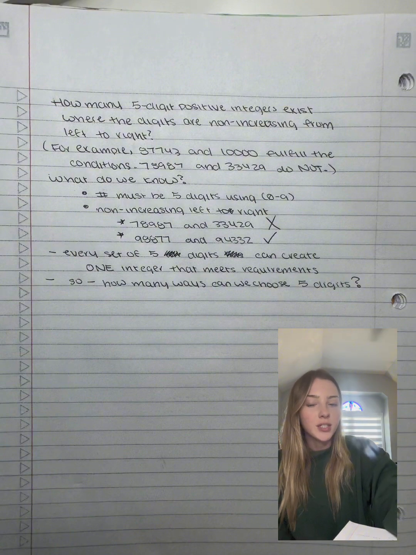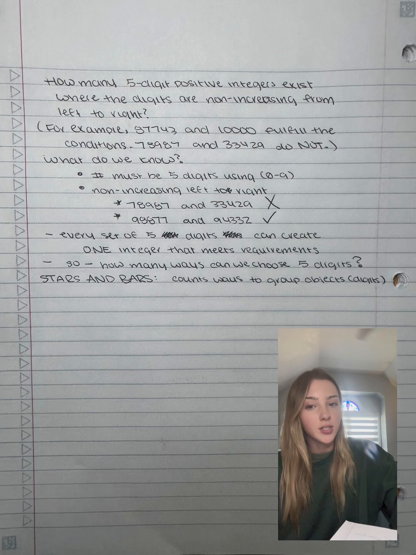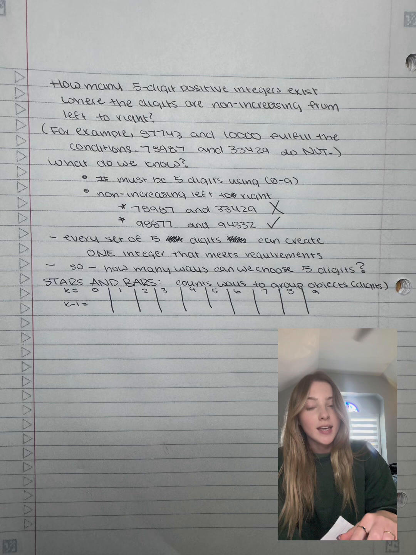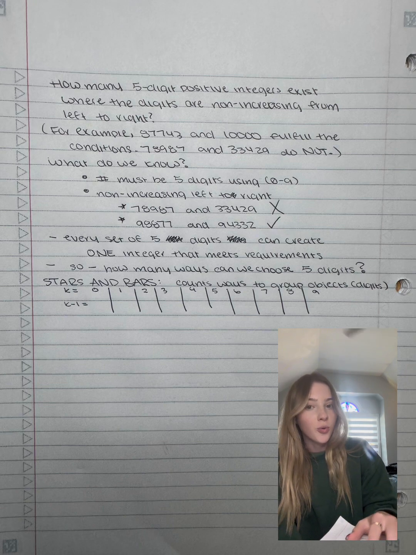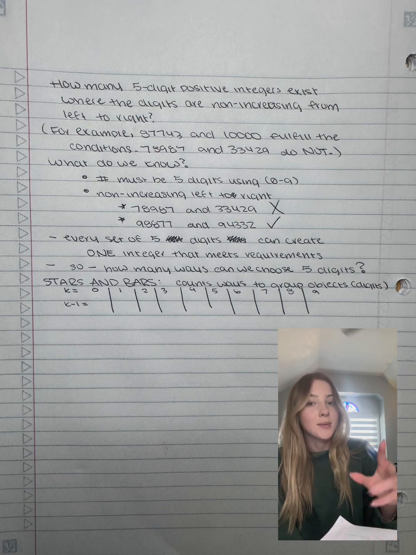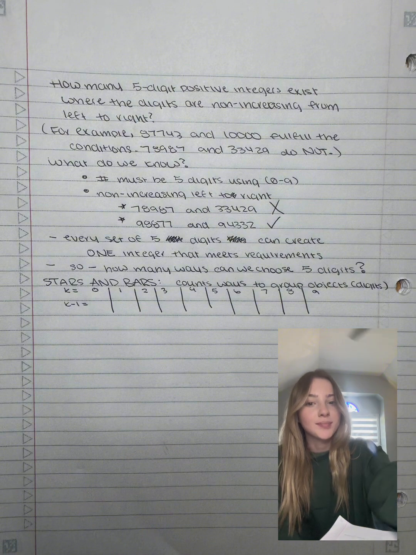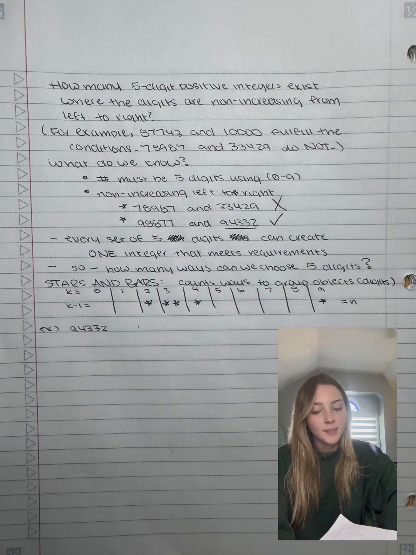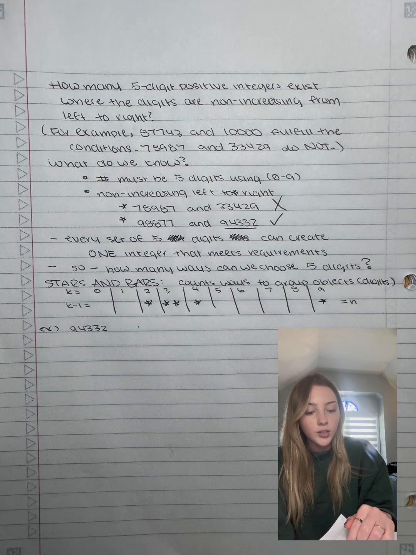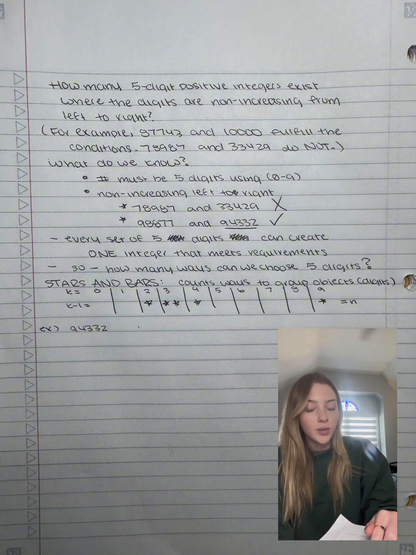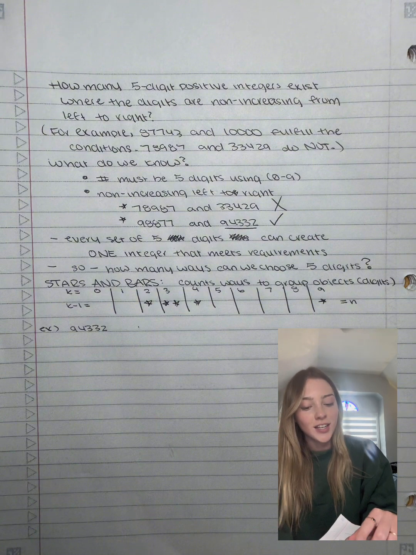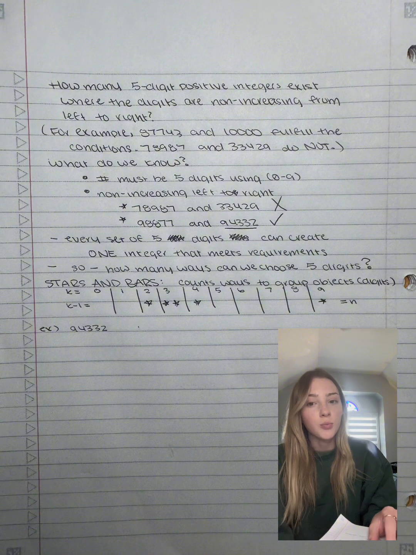Here, I'm going to introduce you to stars and bars. Stars and bars is a method to count ways to group objects. Our objects in this situation would be the digits, and it uses an illustration and a coinciding formula. I'll show you how to do it. Drawing this out, k represents the 10 possible digits or groups, and k-1 represents the bars separating each group. If we were to use this diagram to represent the number 94332, we'd have 1 star in the 9 section, 1 star in the 4 section, 2 stars in the 3 section, and 1 star in the 2 section, and our number of stars would be n.